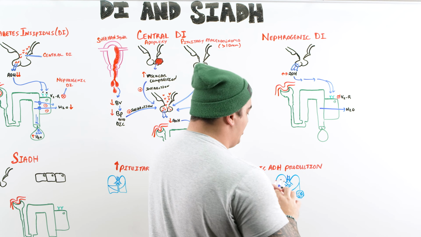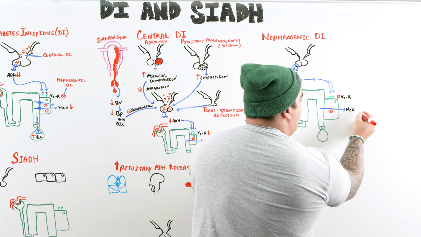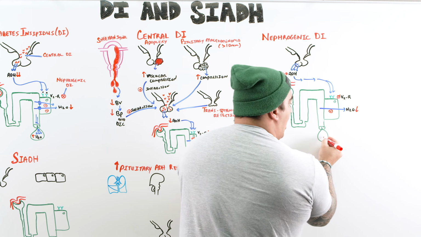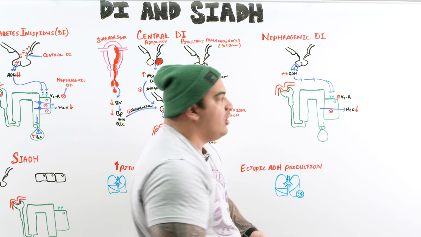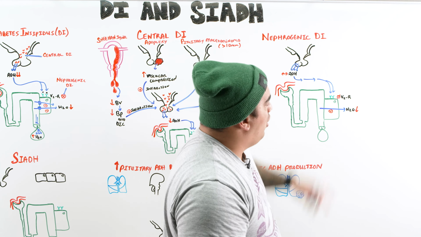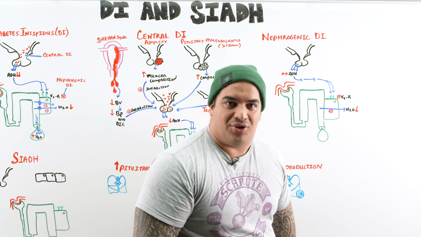And if water is not going to be reabsorbed, we will lose that water. There'll be less water reabsorption and more water loss in the urine. The question arises, what's causing this V2 receptor dysfunction?